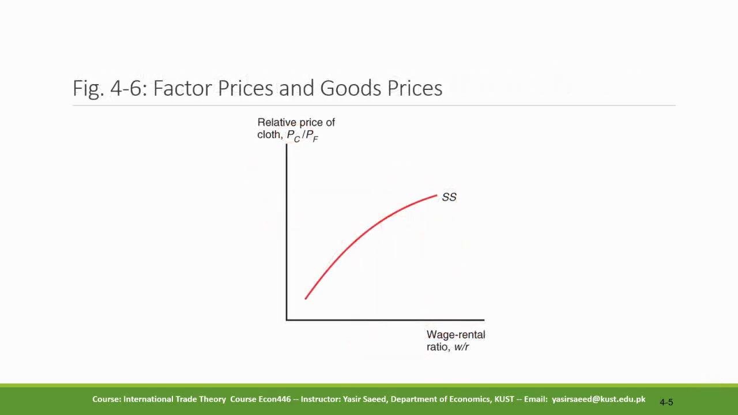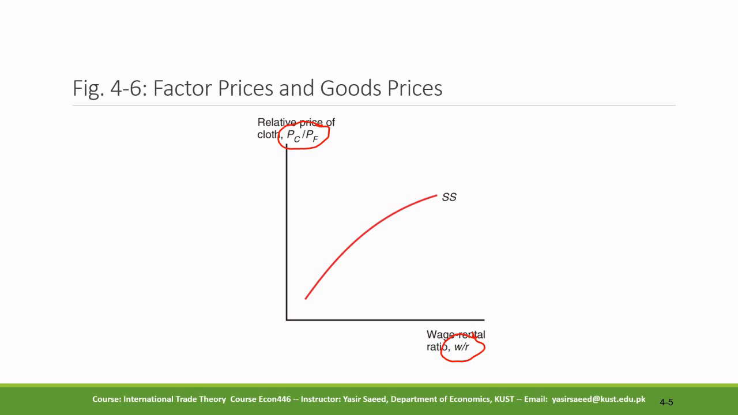The relative prices of the factors of production can also be related to the relative prices of the output as well. Relative prices of the factors of production are the W and R, as in our previous example. And then we have two goods, cloth and food. So their relative prices is mentioned here. Now let's say if the price of cloth increase, what happens?